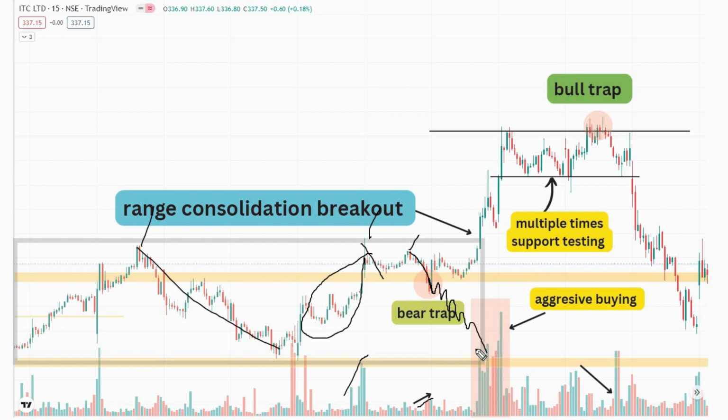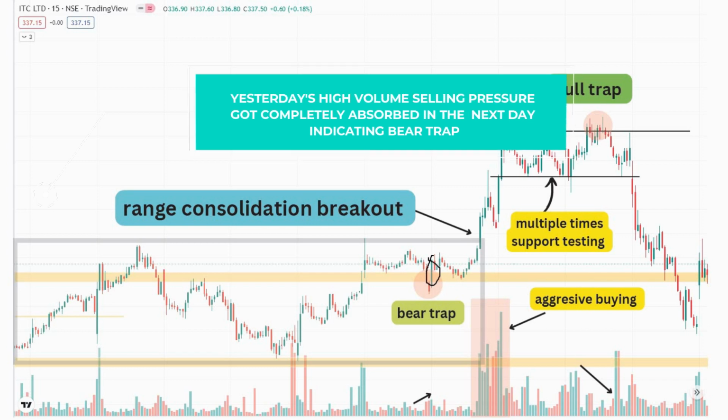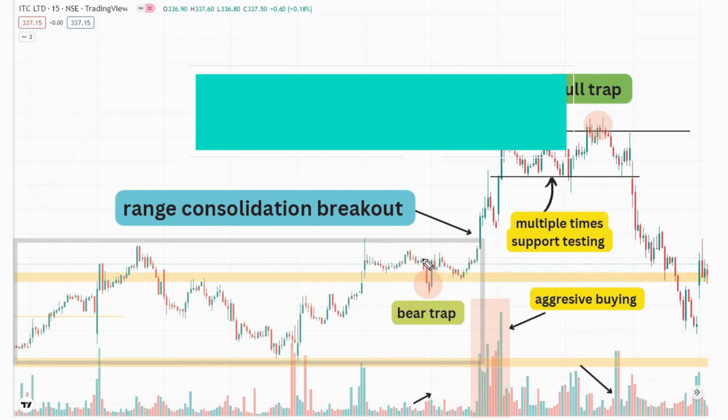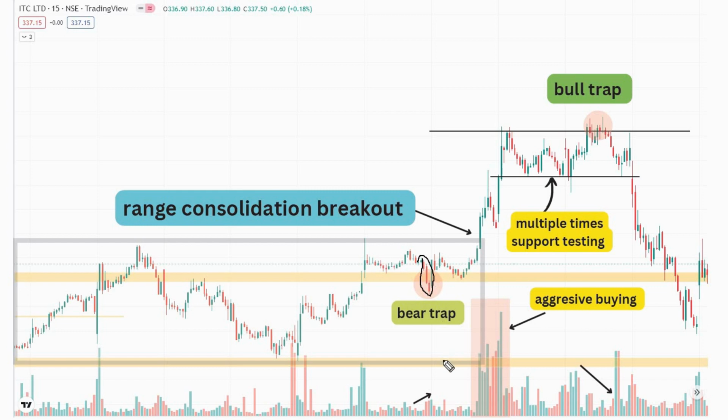But instead what happened? Prices opened gap up, absorbed all this selling pressure in a single candle. This single buying candle absorbed all this selling pressure with increase in volume. So what we can say is that this was a bear trap setup. Okay, and then look at the selling, look at the volume.